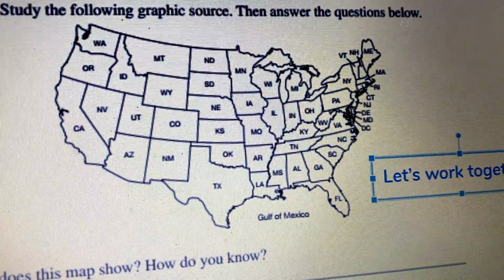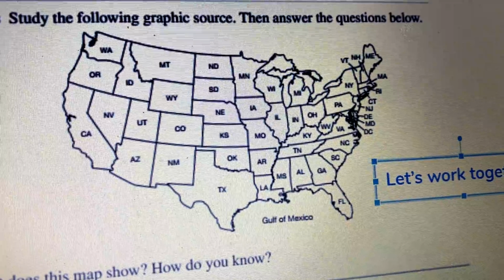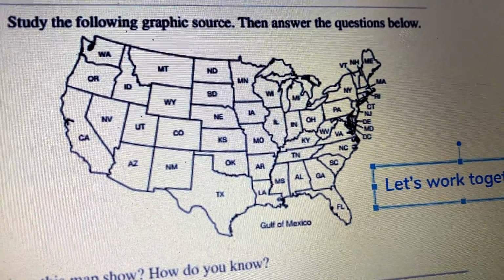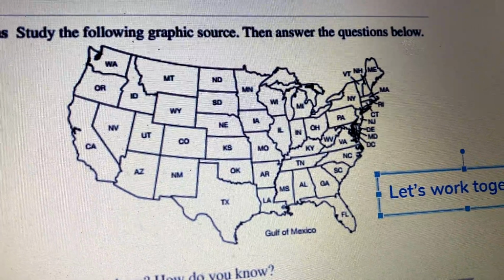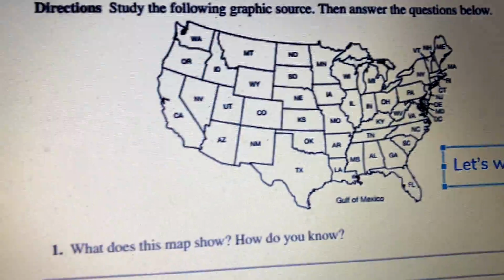That's right. There's 48 of the states. Alaska and Hawaii aren't here. And there's the abbreviation, the two letters that stand for the name of the state. This would be something you might see in a story. Let's go down to the questions.